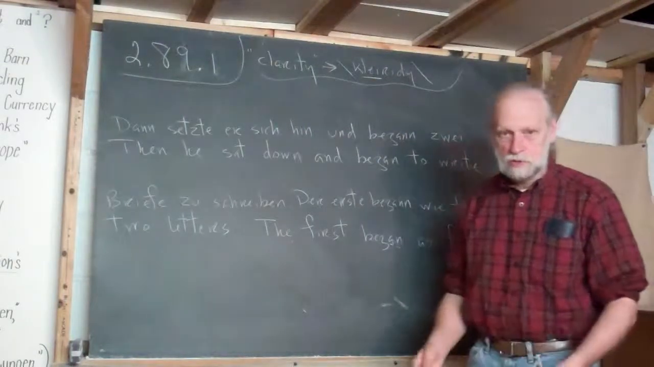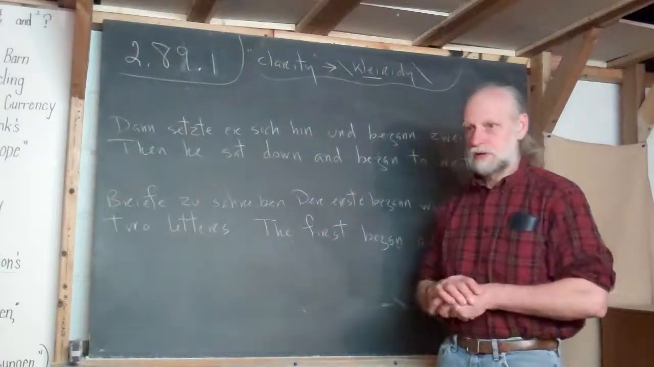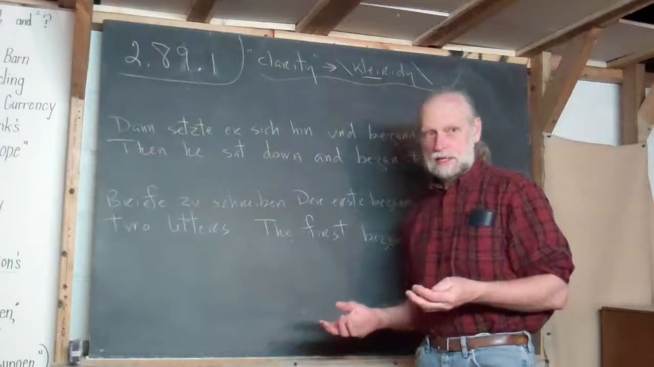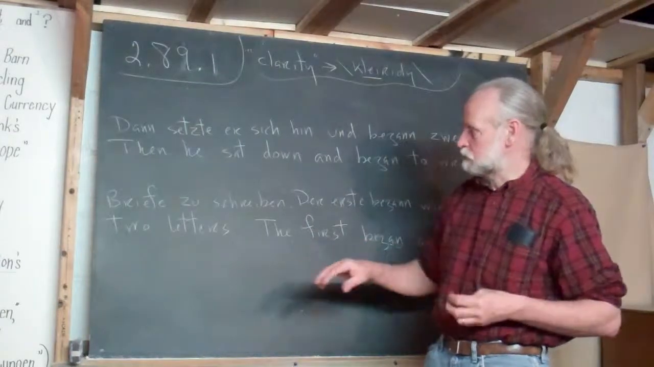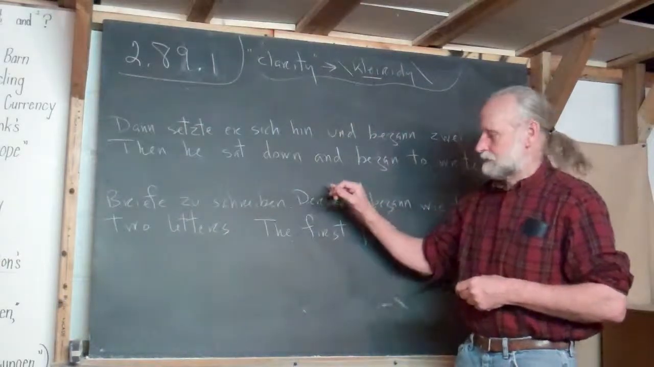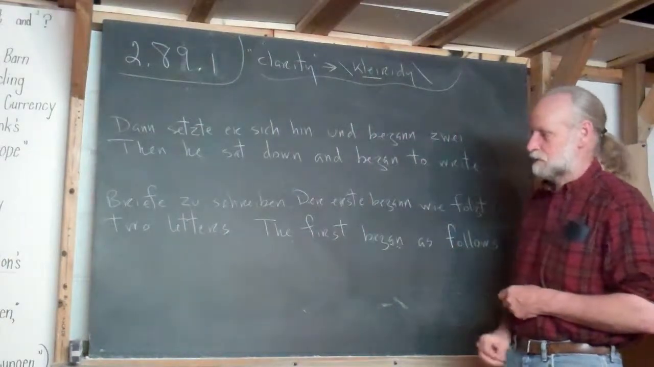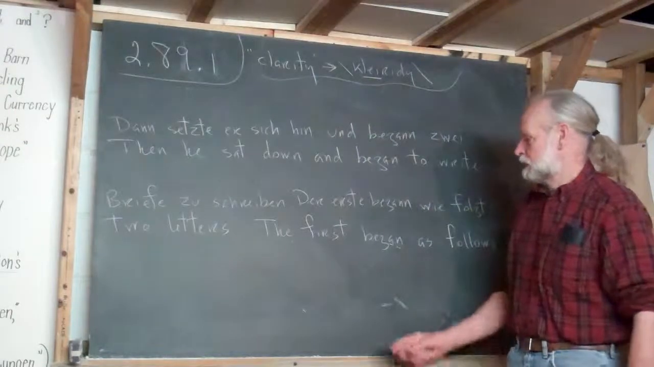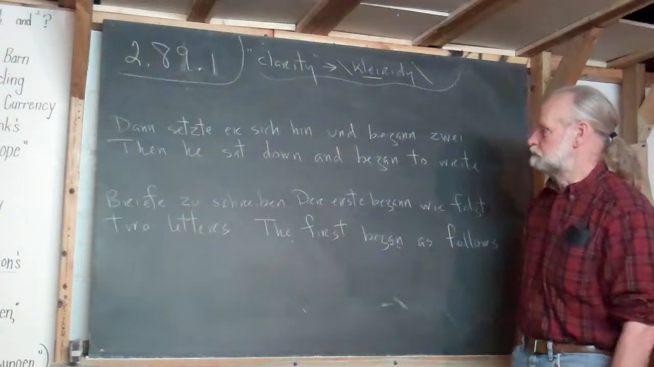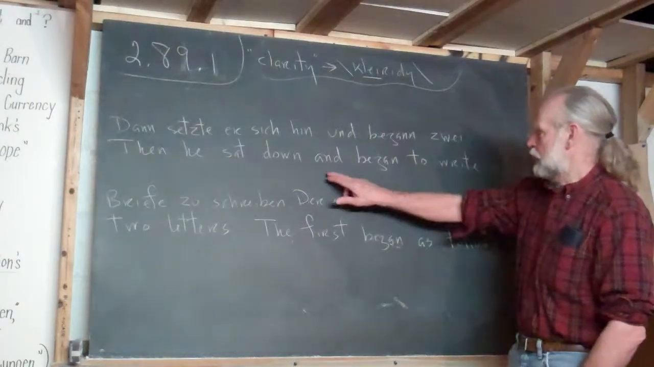All right, the story goes on. Same paragraph. This is not indented. The narrator is telling the story, and he says that this is about the rooster. The rooster. Then he sat down and began to write 2 letters. The first began as follows. Then he sat down and began.